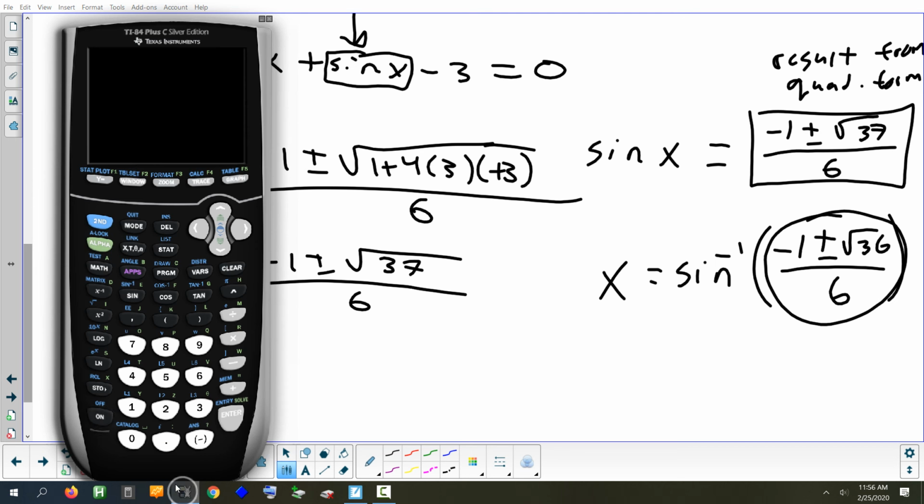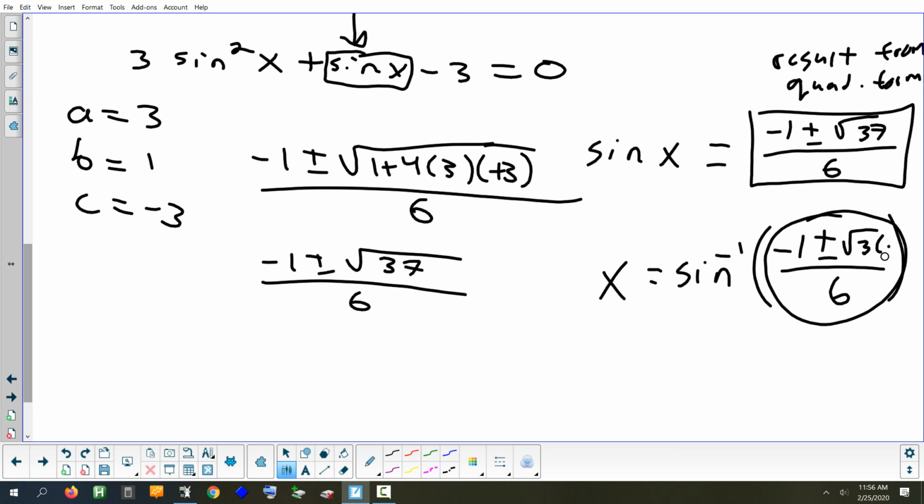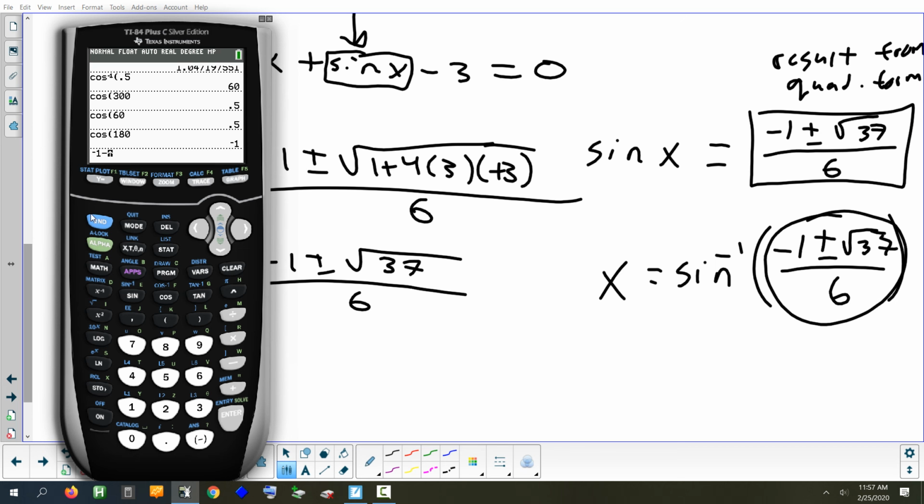I'm going to do the minus first. I'm just going to do what I circled. Negative 1 minus the square root of 37, and now divide that by 6. Is that number between 1 and -1? No. So you can try to do the inverse sine of it if you want, but it's just going to give you an error.